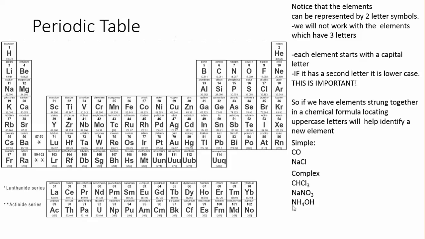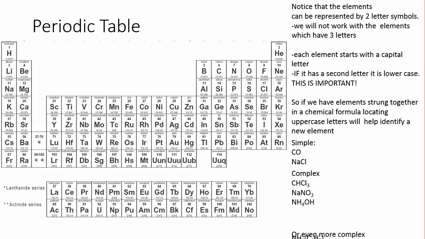Here's my capital letter for N. That's one. Here's my capital letter for H. That's another. Here's my capital letter for O. That's a third. But here's another hydrogen. Now it doesn't make any difference the way this is written. That H and this H are the same. So there are 3 separate elements. There's nitrogen, oxygen, and hydrogen in there.